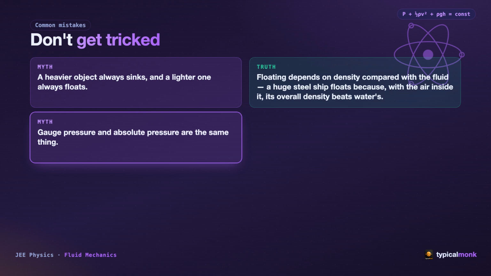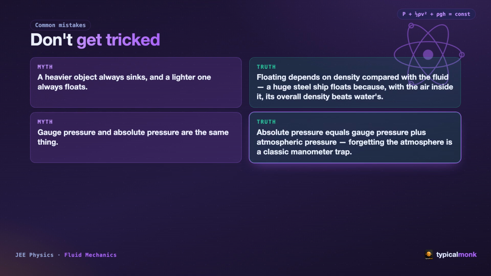Myth 2. Gauge pressure and absolute pressure are simply the same thing, since both measure the same fluid. The truth: absolute pressure equals gauge pressure plus atmospheric pressure, and dropping that atmospheric term silently shifts every manometer and barometer answer. One myth, one full JEE question. Do not let it be the one that costs you.